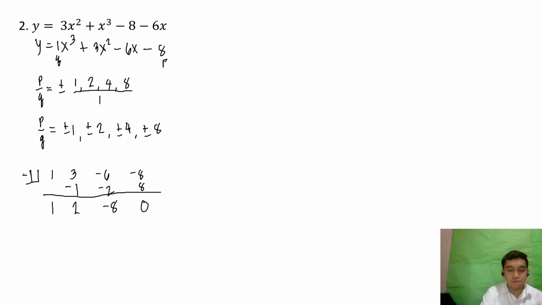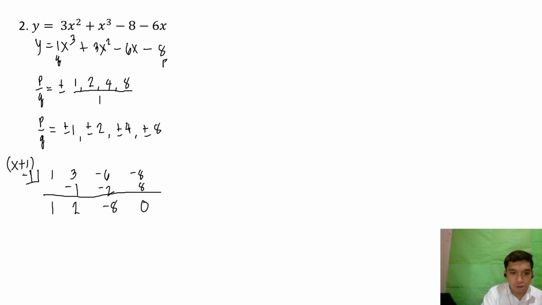So, itong negative 1 ay real root. So, ibig sabihin, factor siya ng ating polynomial function kapag ginawa nating polynomial itong ating divisor na negative 1. So, yan ay magiging x plus 1.